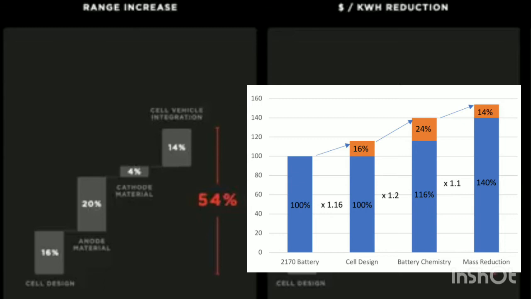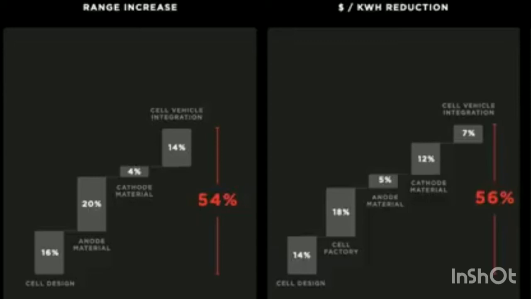So the improvement of battery chemistry gives 20% range increase, not 24%. The improvement of consumption due to mass reduction is 10%, not 14%. It's confusing because this figure is written as an addition image.